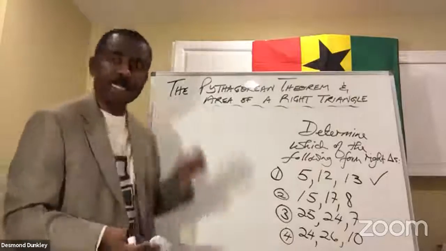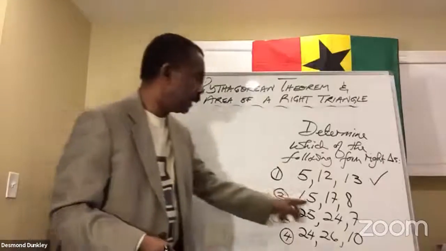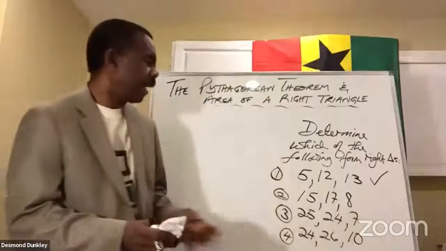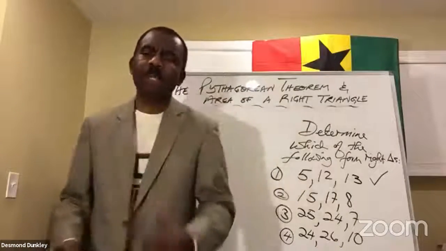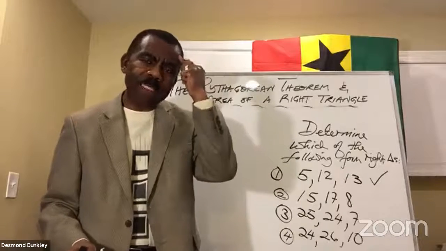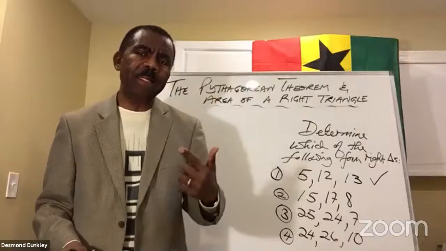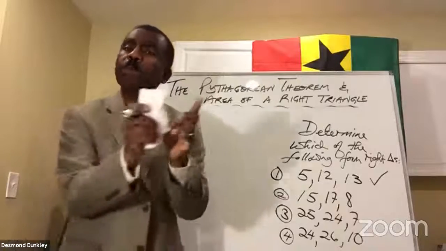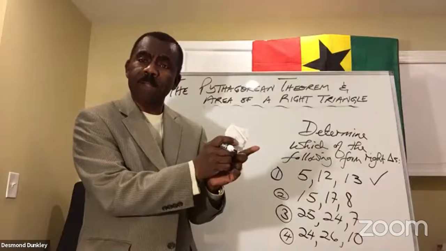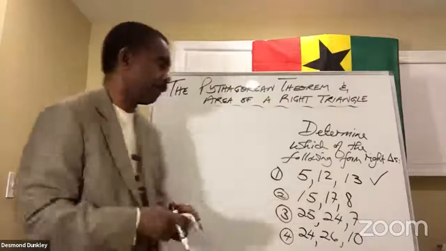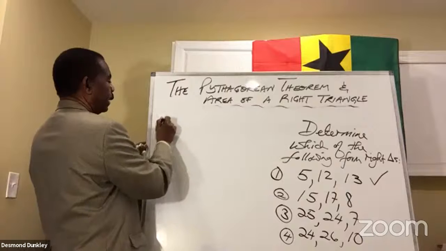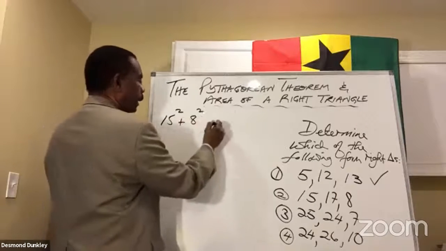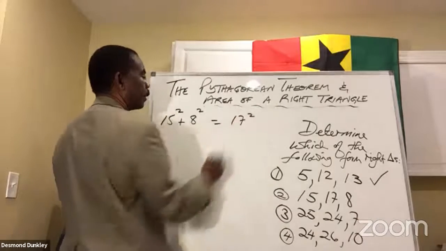Now, the second one, 15, 17, 8. Now, with my slick self, I mixed the numbers up. You need to realize that the longest side must be by itself. That's the hypotenuse if it's a right triangle. So you need to put the 2 smaller sides together and keep the longest side by itself. So now we have 15 squared plus 8 squared. Is it equal to 17 squared?